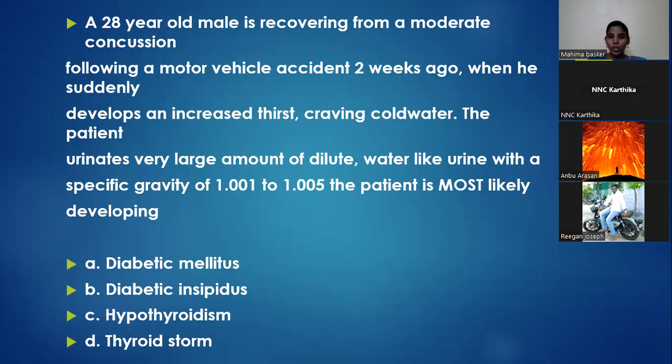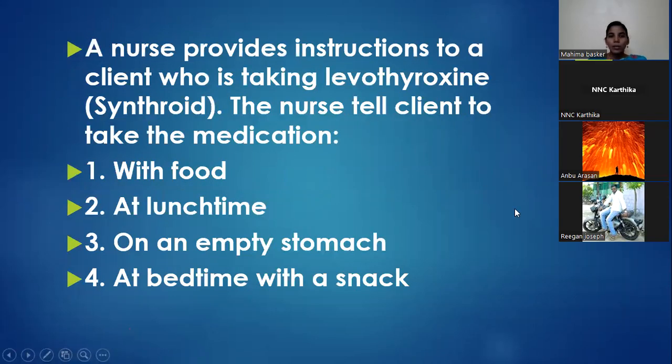So diluted urine, low specific gravity. That specific gravity level is low. So what is the answer? The answer is diabetes insipidus, because the patient had a motor vehicle accident, so the brain will be injured. The pituitary gland may be affected, so the secretion will be less, and diabetes insipidus can come. Okay, so got the point. B is the answer. Move on. If you answer very quickly, we'll move on very fast. We have a few more questions to discuss.